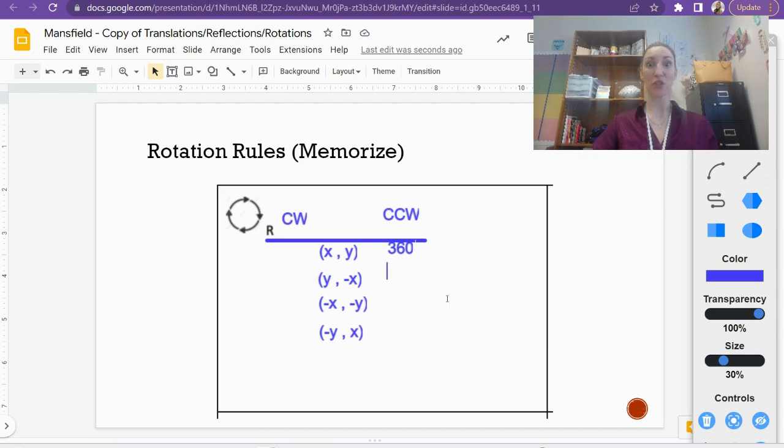After that, we have 270. After that, we have 180. And the last one, 90. All right. On the other side, we are going to have 360 and 180 exactly on the same position.